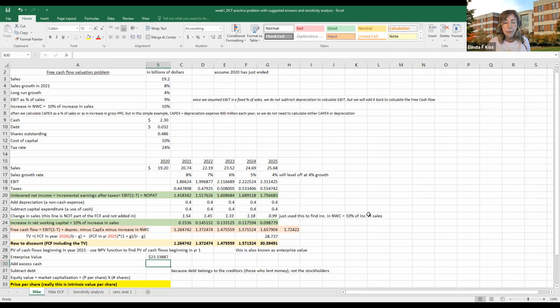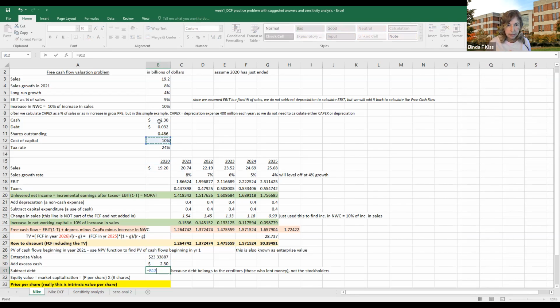Let's look at what belongs to just the equity holders. Well, what I want to do is add any excess cash that I don't need for operations. So that I have up here. So I'm going to add that in. And I'm going to subtract the debt.